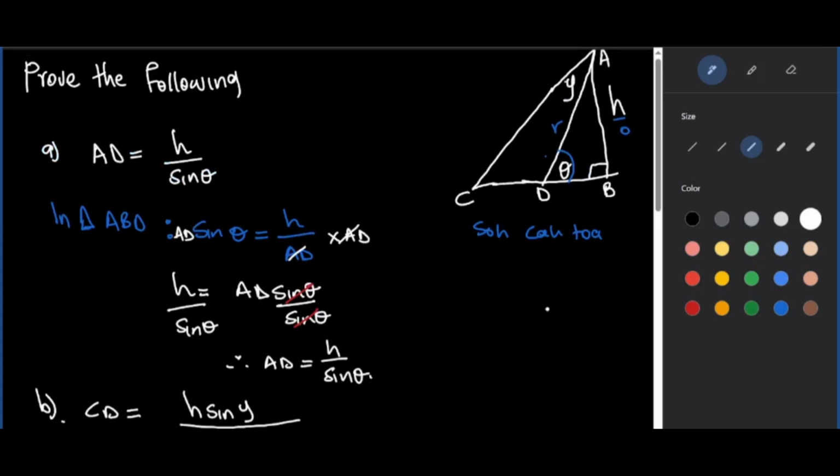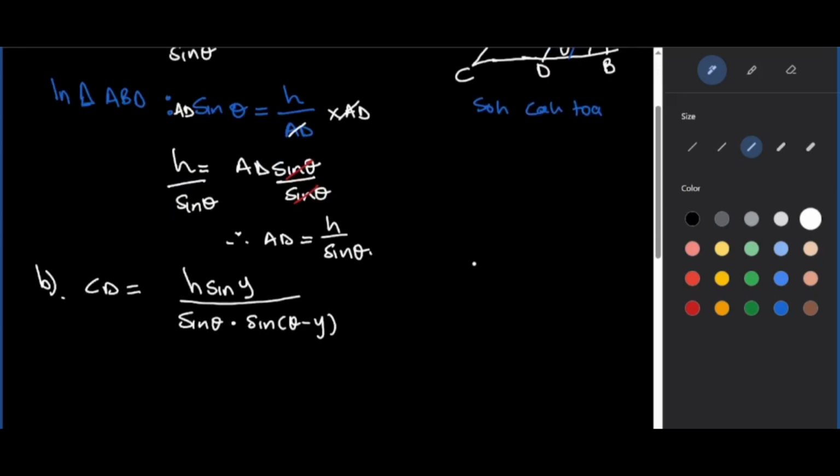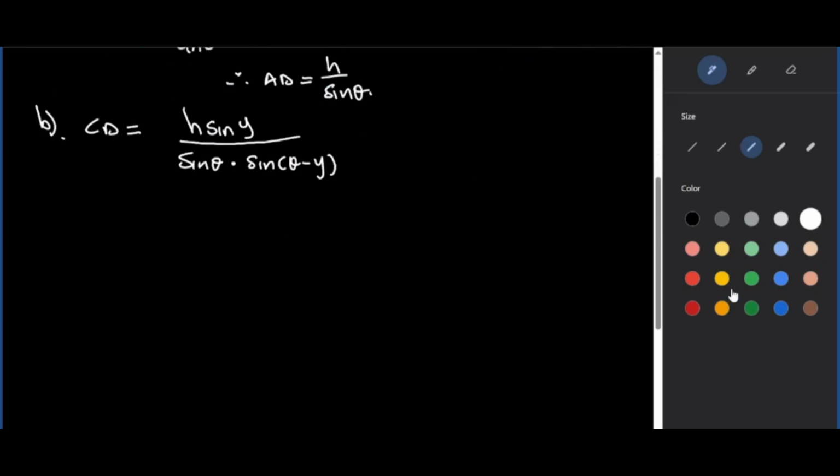Go and analyze the diagram. Do you think we can get theta minus y? Because look at this angle. This angle here is y, and then we have theta. How can we get theta minus y? What do you think? Well, wouldn't we get it by proving that the triangles are similar? Nope. Look at this, let me teach you something.